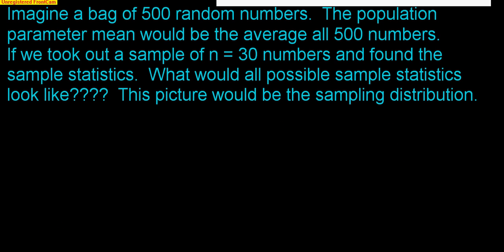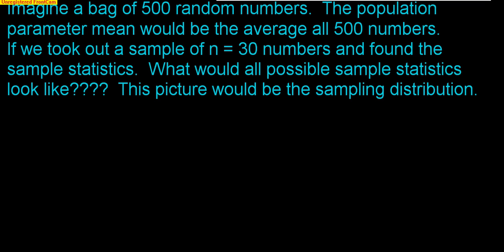So, imagine a bag of 500 random numbers. The population parameter would be the average of all 500 numbers. So what I'm going to do is tell you that I took out all 500 numbers, added them together and divided by 500, and the average was 75.26.